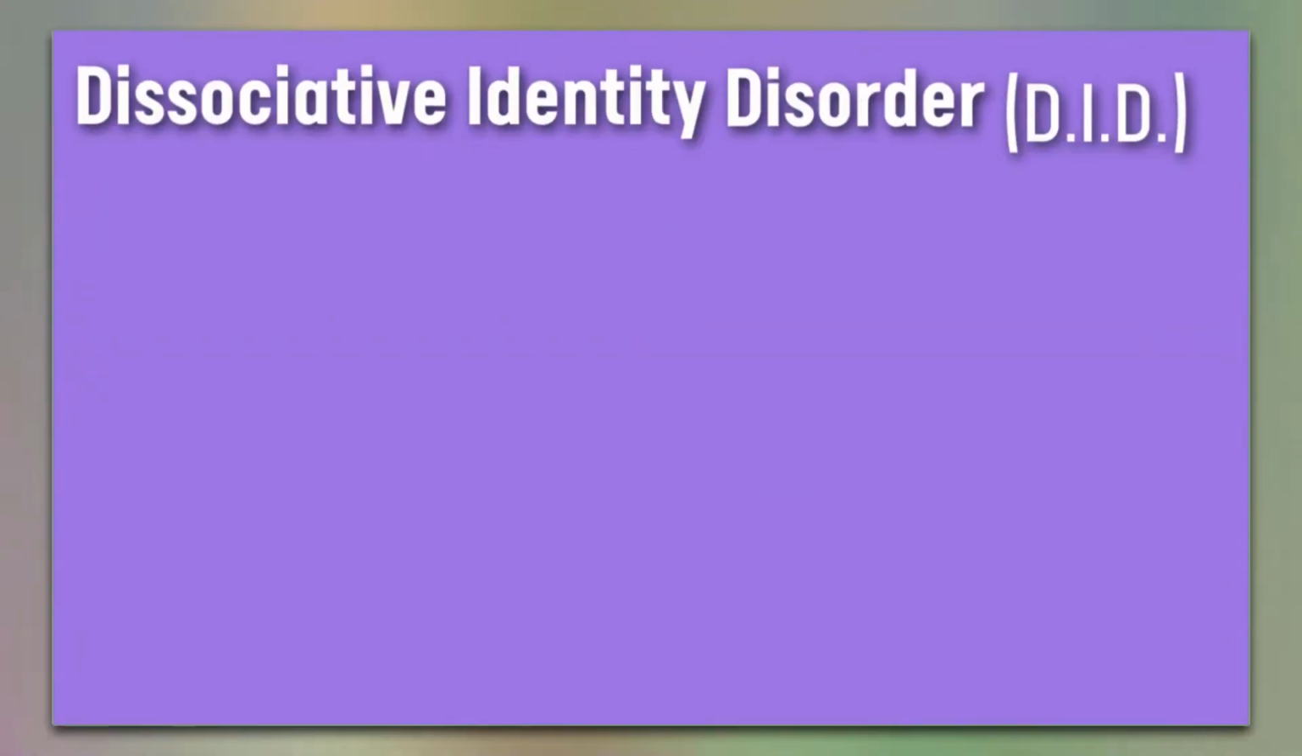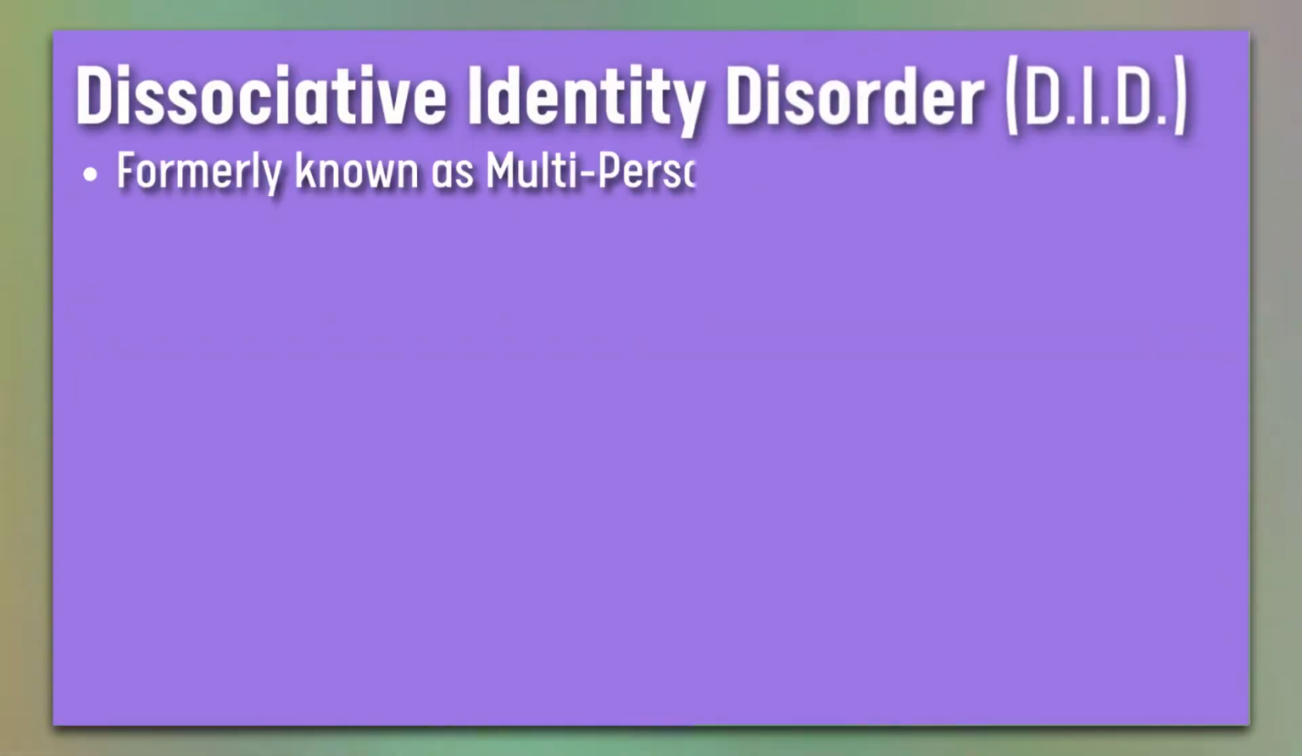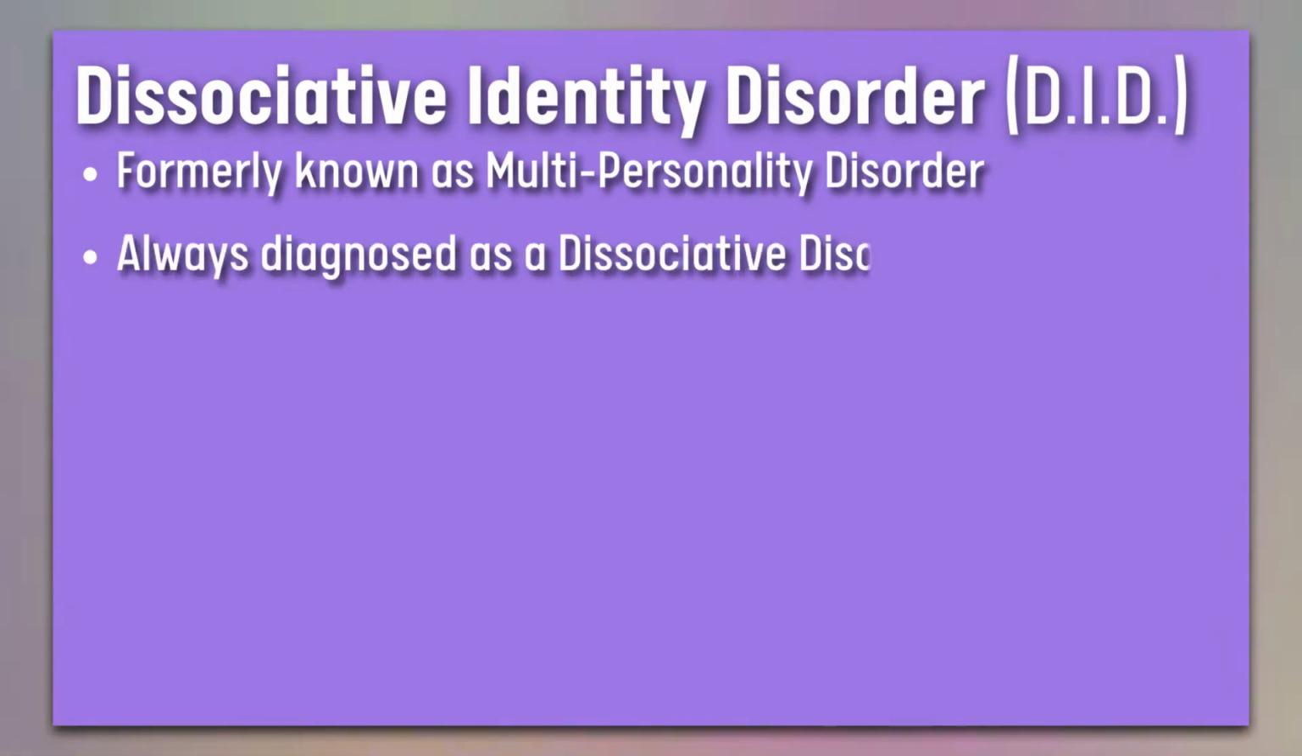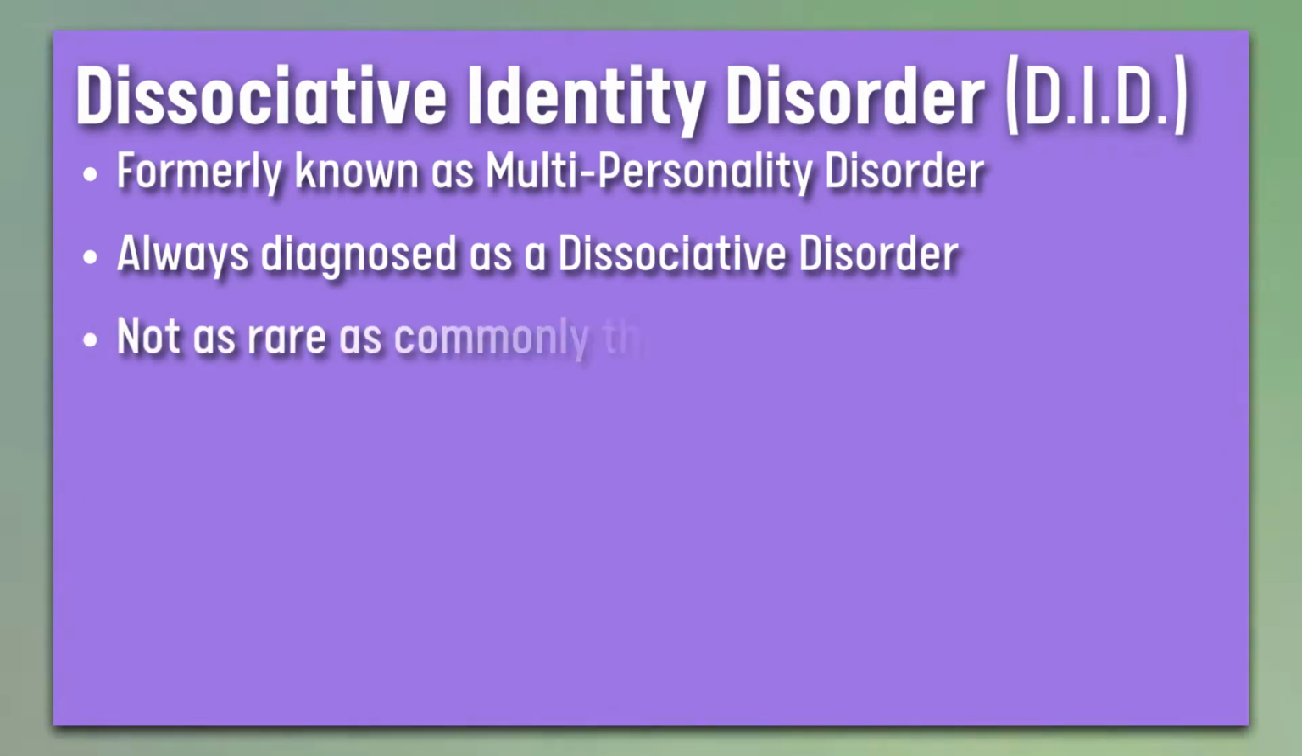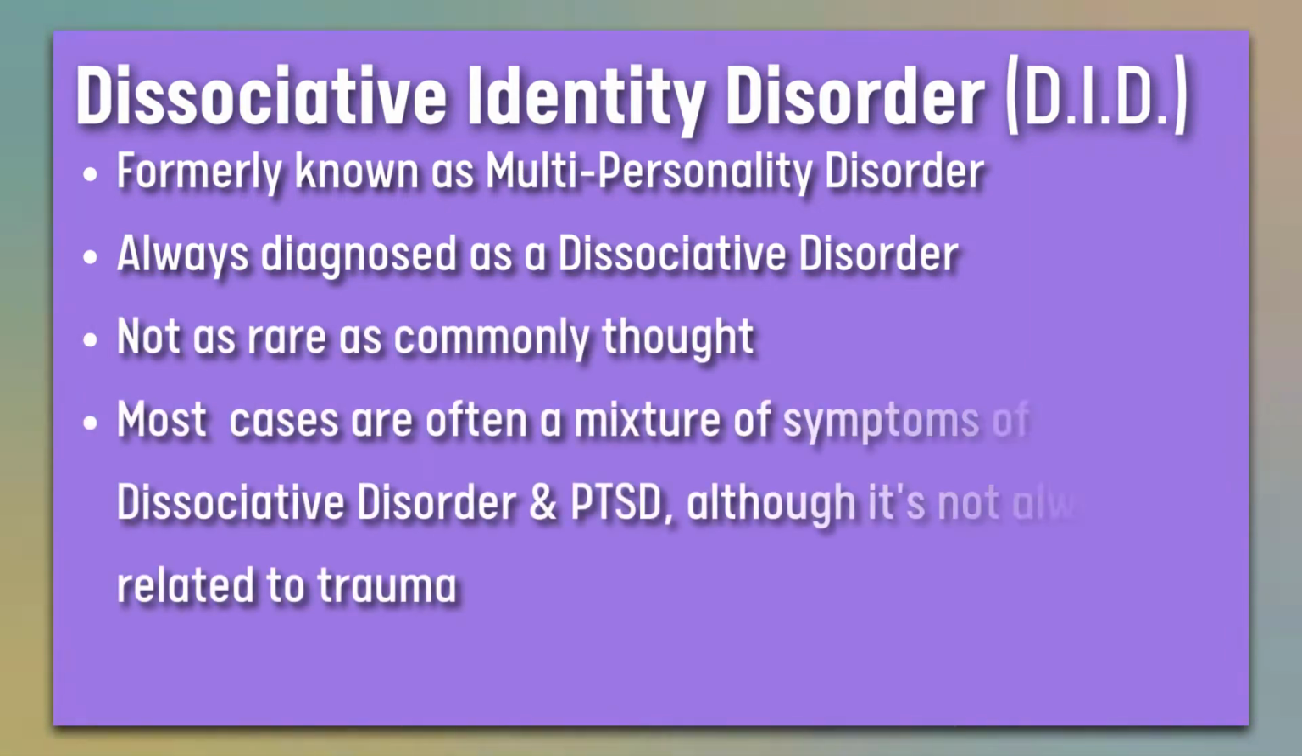So let's start with DID, known as dissociative identity disorder, but formerly known as multiple personality disorder. A key factor in DID is that it has always been known as a dissociative disorder and actually not as a personality disorder. DID is actually not as rare as people think that it is. Most people with DID have a mixture of dissociative and post-traumatic symptoms. They also have non-trauma related symptoms.